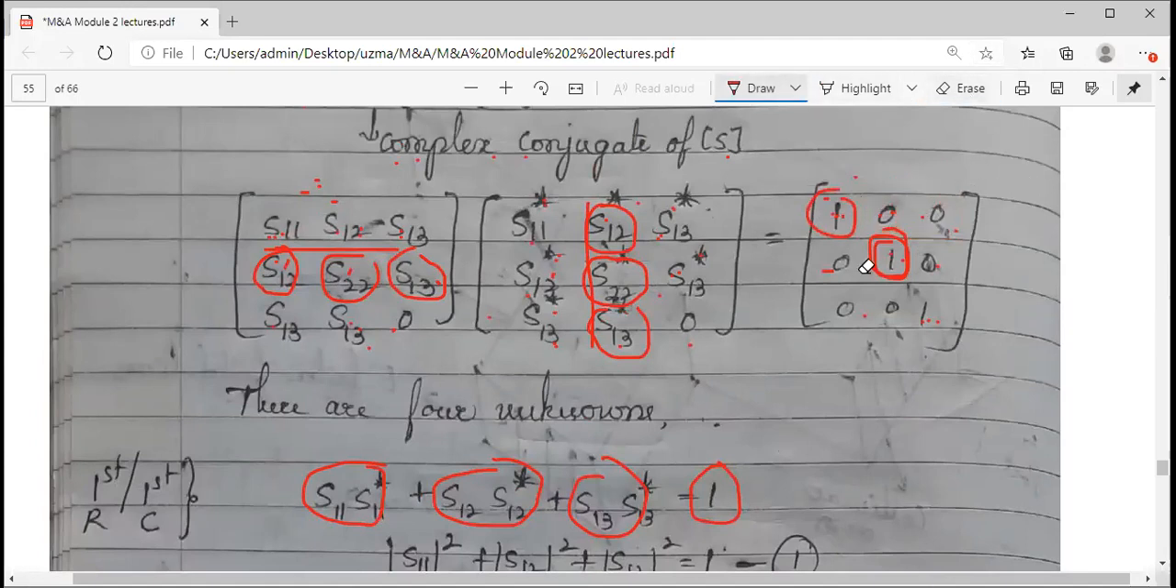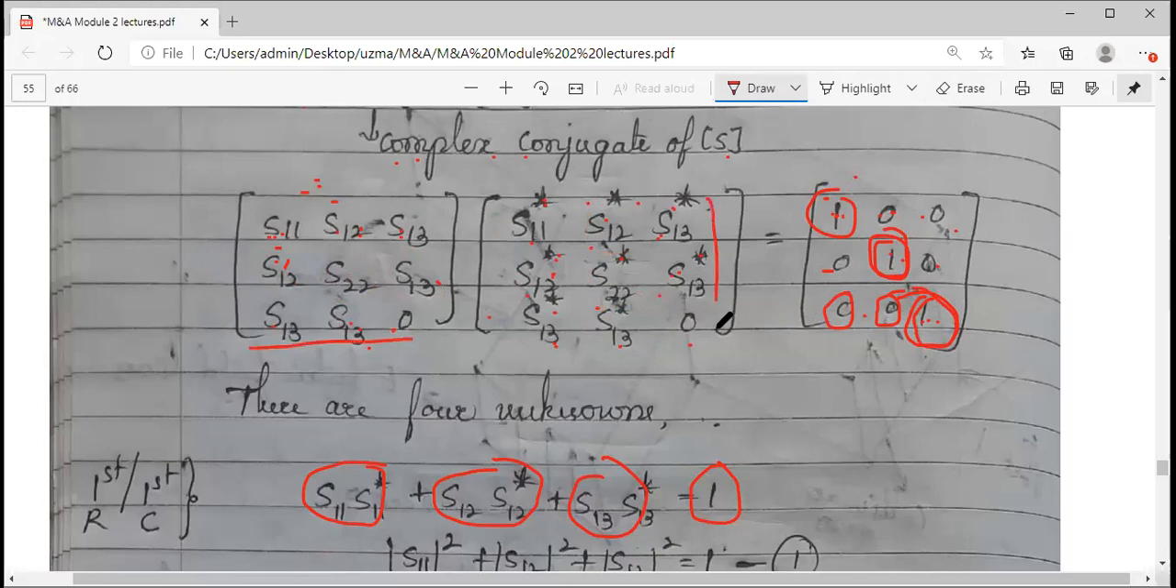Now one more we want, this last one. How can I get this? If I take third row first column, I will get this. Third row second column, I will get this. Third row third column, I will be getting the last equation. Third row third column. So let me take that.